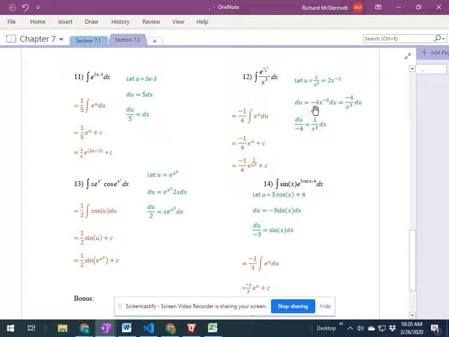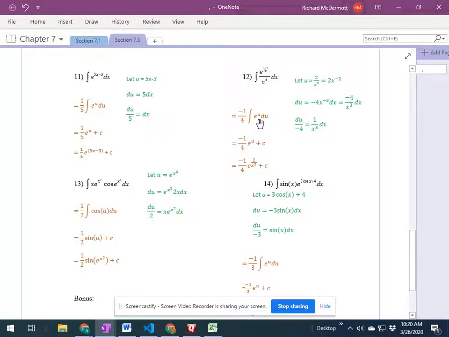And the derivative du is equal to negative 4x to the negative third dx, which when you write this with positive exponents, you get du is negative 4 over x cubed dx. Well, there's our dx over x cubed, and then we'll have to run a negative 1/4 out in front to get this last form. So 1 over x cubed dx is equal to du over negative 4.